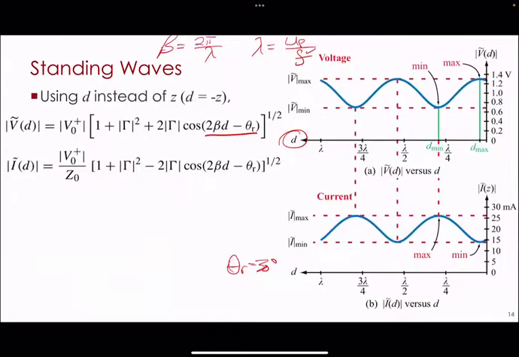Can anyone think of an easy formula that I think we talked about last class for UP that only applies in the lossless case? Yes. The simplest equation for UP, C divided by the square root of epsilon R, but only applies if it's lossless.